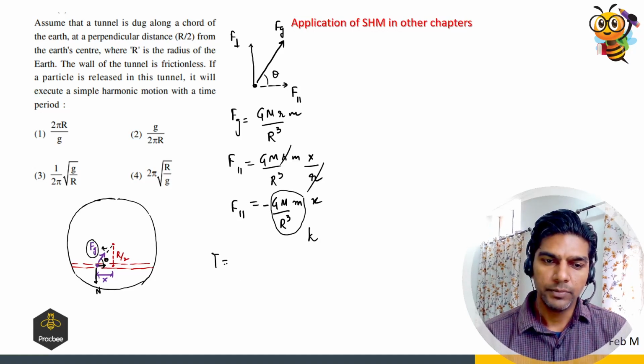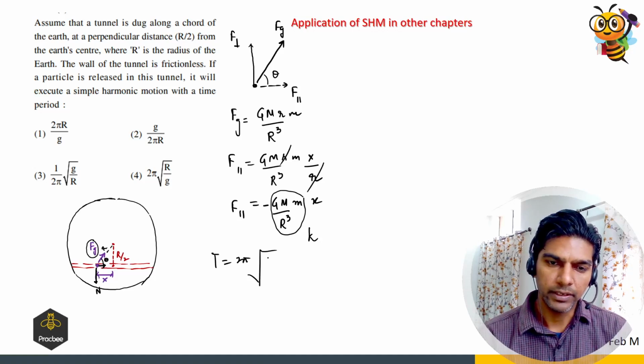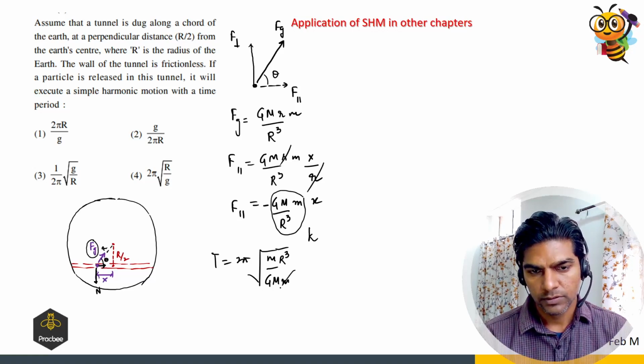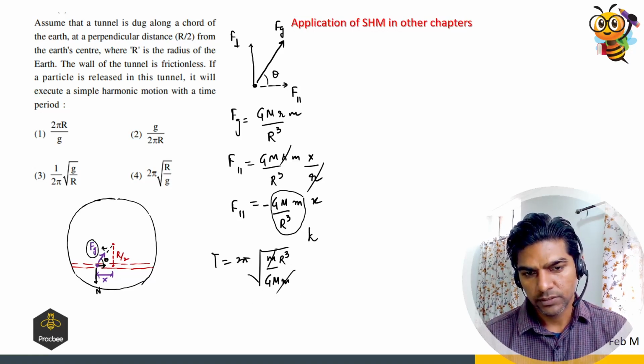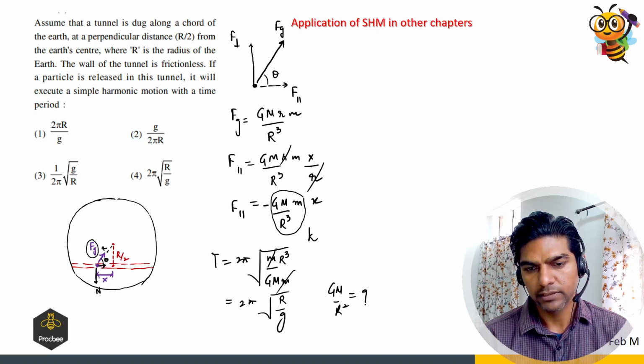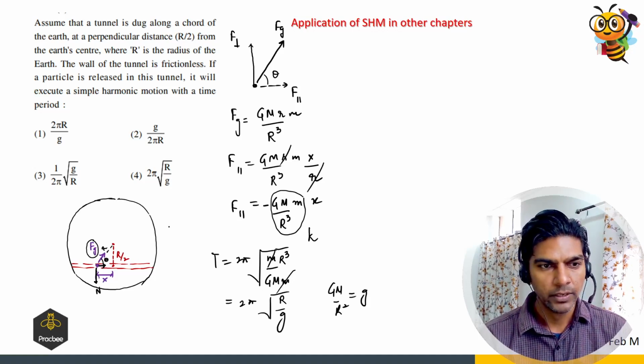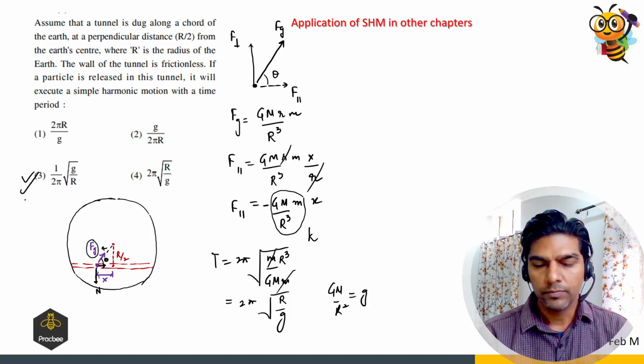So this factor is nothing but the force constant k. So the time period will be 2 pi root m by k, and k is G capital M small m by R cube. Small m will get cancelled out, and we can write R cube by GM as R times R square by GM. So it will be 2 pi root R by g, because GM by R square is nothing but acceleration due to gravity on the surface of the earth. So option 3 is the right answer.